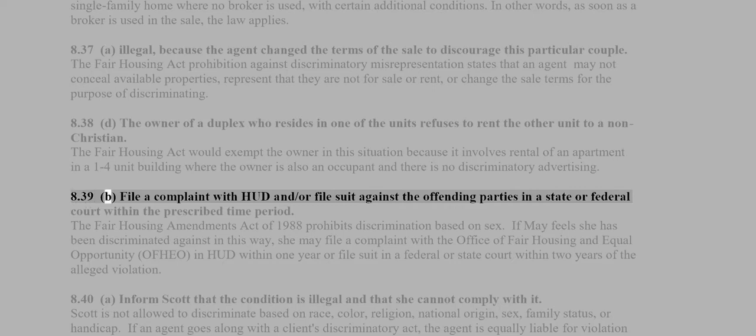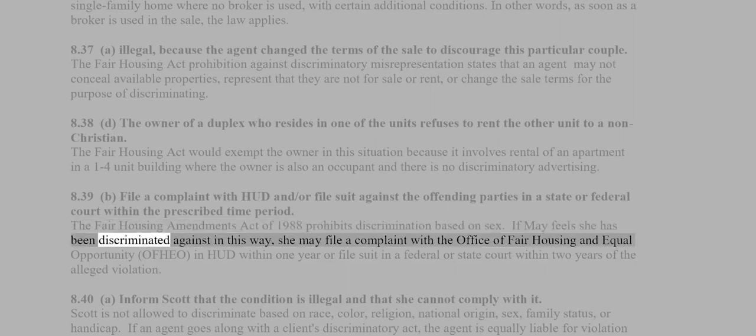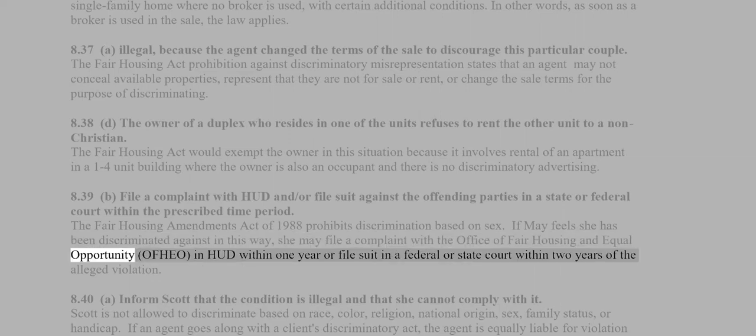8.39 b. File a complaint with HUD or file suit against the offending parties in a state or federal court within the prescribed time period. The Fair Housing Amendments Act of 1988 prohibits discrimination based on sex. If May feels she has been discriminated against in this way, she may file a complaint with the Office of Fair Housing and Equal Opportunity, OFHEO, in HUD within 1 year or file suit in a federal or state court within 2 years of the alleged violation.